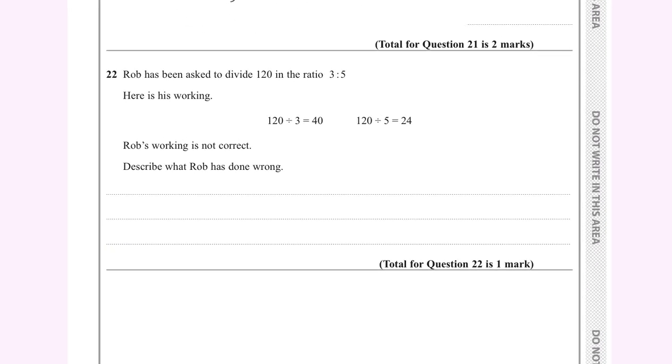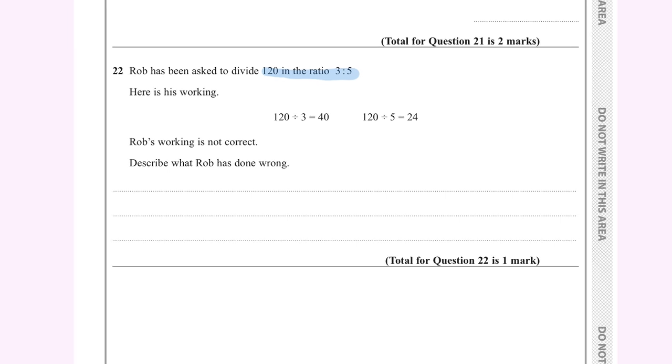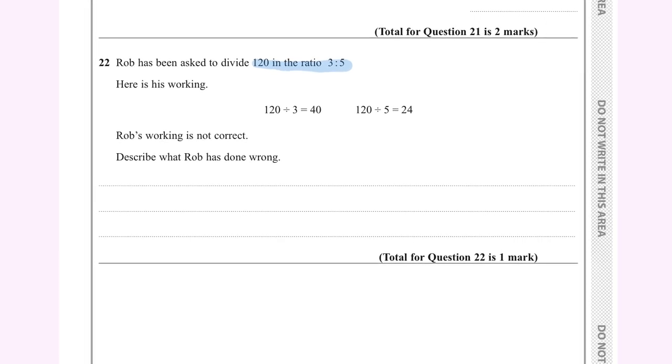Okay, now we're looking at a ratio. Rob has been asked to divide 120 in the ratio 3 to 5. And he's done some workings. He's divided it by 3 and then he's divided it by 5 and said, that's great. But he's wrong. He's done something wrong. You've got 1 mark, you've just got to describe what he's done wrong. There's going to be a few options in how you might approach this. First thing, if he added up 40 and 24, he's supposed to get 120. He's going to get 64, so he's nowhere near.